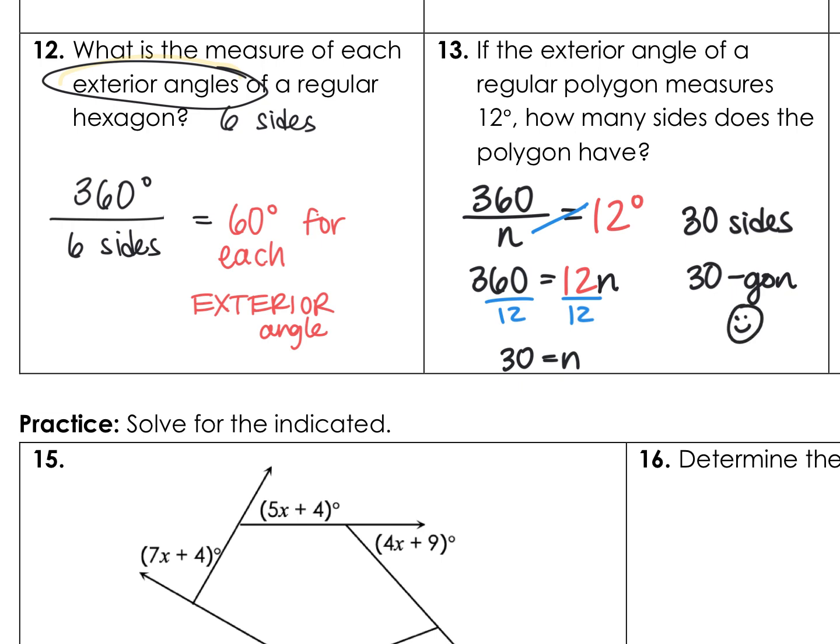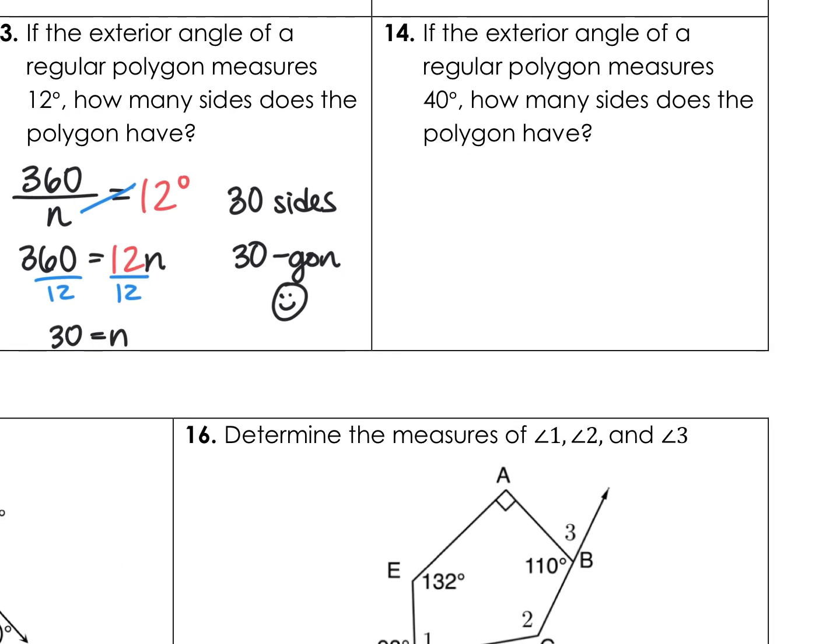So you end up doing 360 divided by how many degrees for each one. That would also get you the number of sides. But if you want to write out the equation and then go backwards and solve it, you cross multiply and then divide by the 12 or whatever your angle measure is. So can you try for me number 14? This is basically the same. If the exterior angle of a regular polygon measures 40 degrees, how many sides does the polygon have?